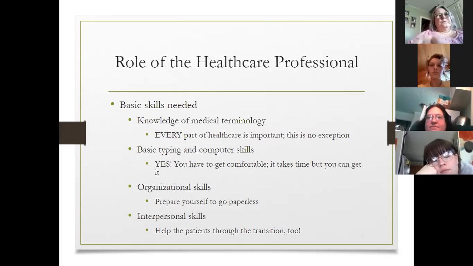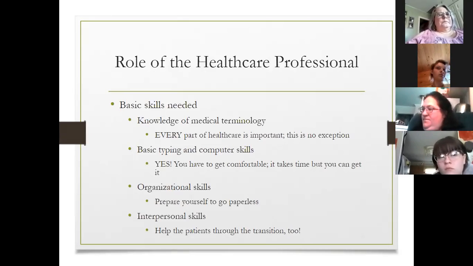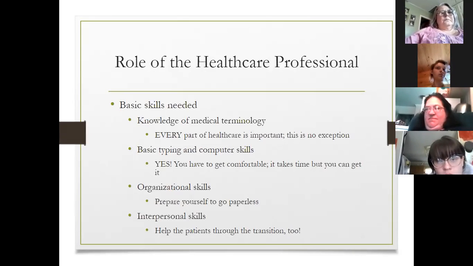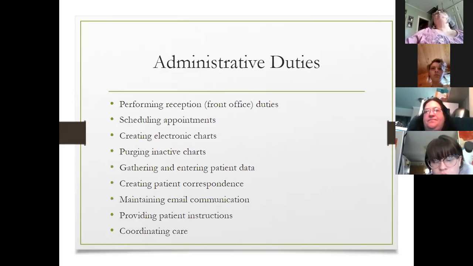Organizational skills, prepare yourself to go paperless. Interpersonal skills, help the patients through transitions too. Doesn't matter what job you have, you're always going to have to be able to talk to people and be able to be professional and kind and courteous and lead them through whatever process they need.